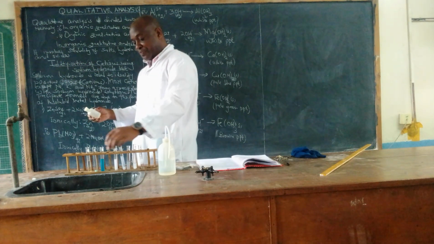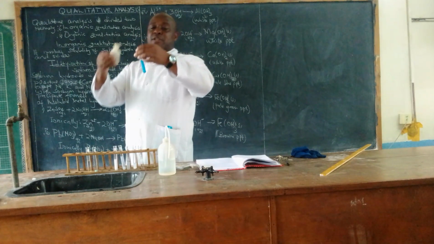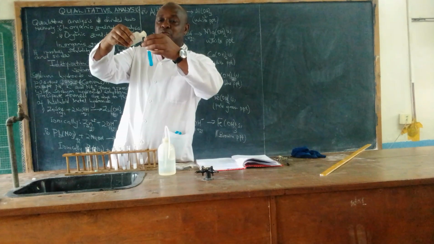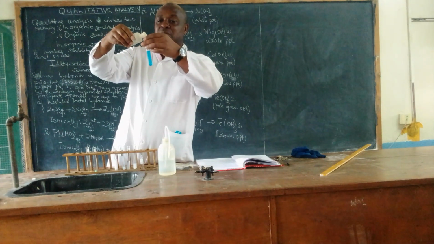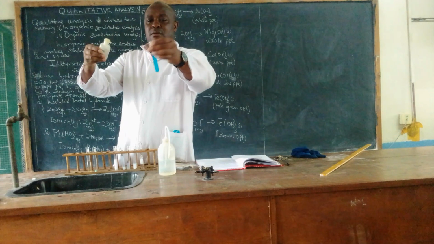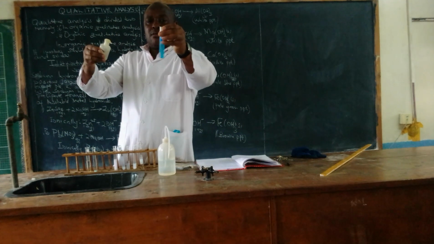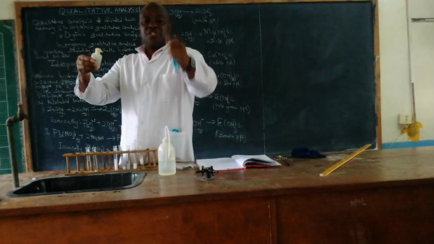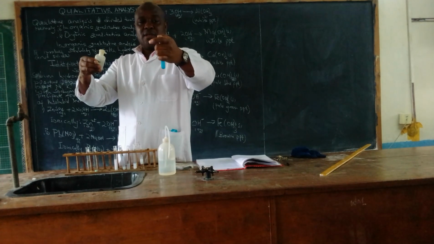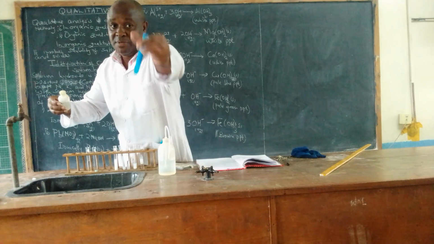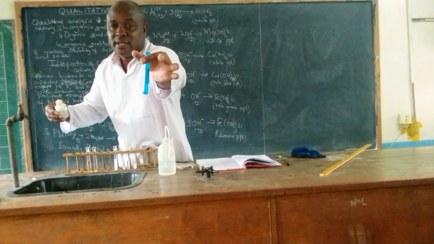Now we go to copper. A few drops are put into the test tube that is containing copper solution, copper ions. Let us see what is formed. Just shake it so that you can see what is formed. You see, a pale blue precipitate. A pale blue precipitate is formed like that.